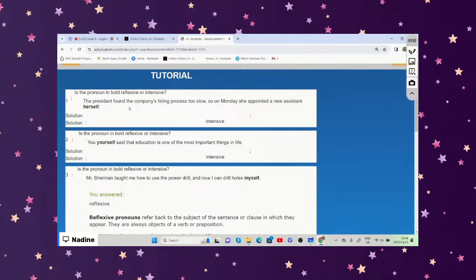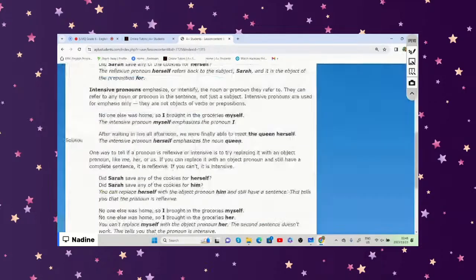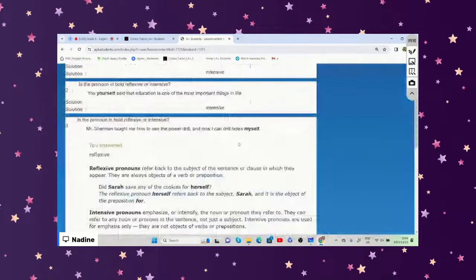And then you yourself, you see, this is not emphasizing about you, right? So you yourself say that education is one of the most important things in your life. That is an intensive pronoun. Even here, Mr. Sherman taught me how to use the power drill, and I now can drill holes myself, right? Emphasizing that I can also do this, right?